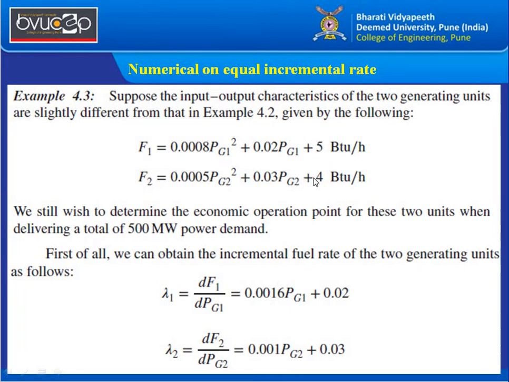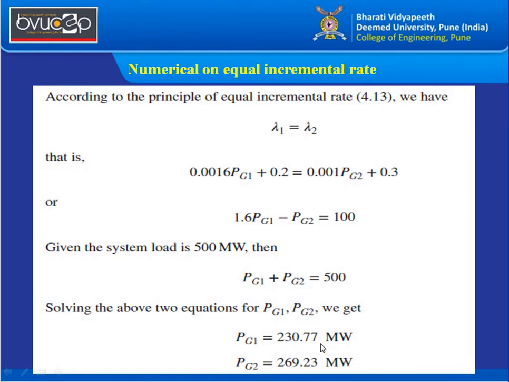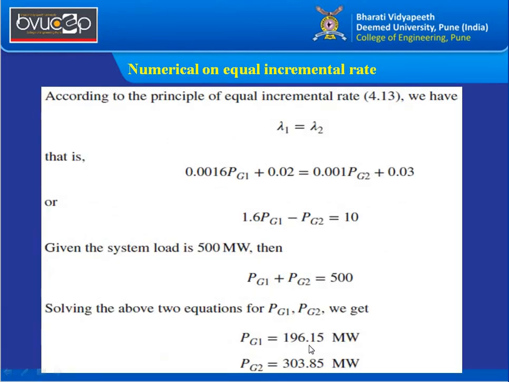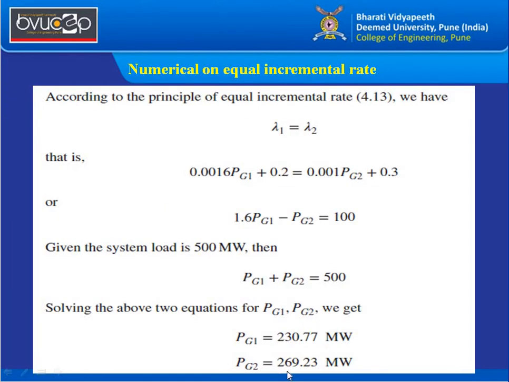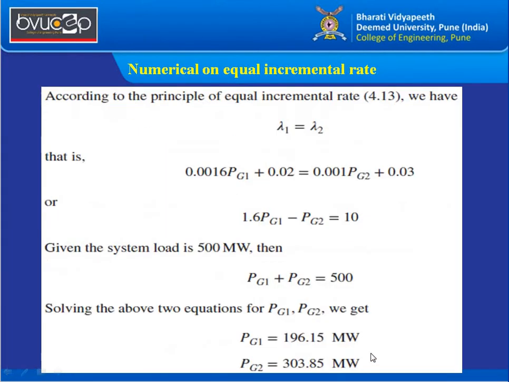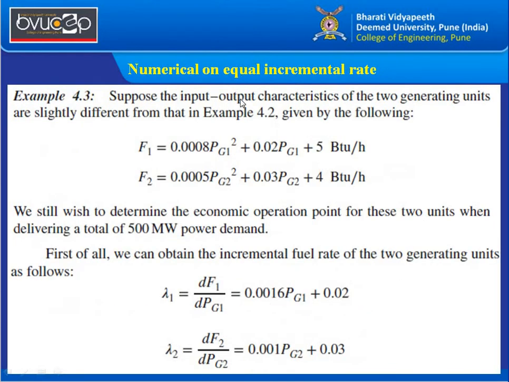The constants 5 and 4 are not going to affect the generator output much, but these two factors are very effective in calculating the power output. We have seen these two examples. From them, we can see 230.77 was there for Pg1, now it has reduced to 196.15. Earlier for Pg2 it was 269.23 megawatt, now it has increased to 303.85. So it has changed because of the change in these two factors. It is very beneficial to know that these four factors for two generators cause variation in the result as per the input we are giving.